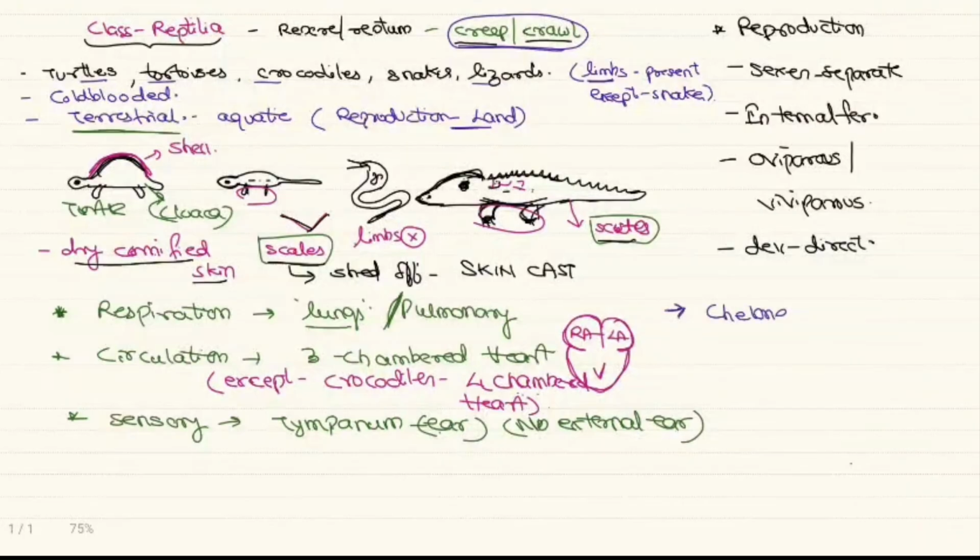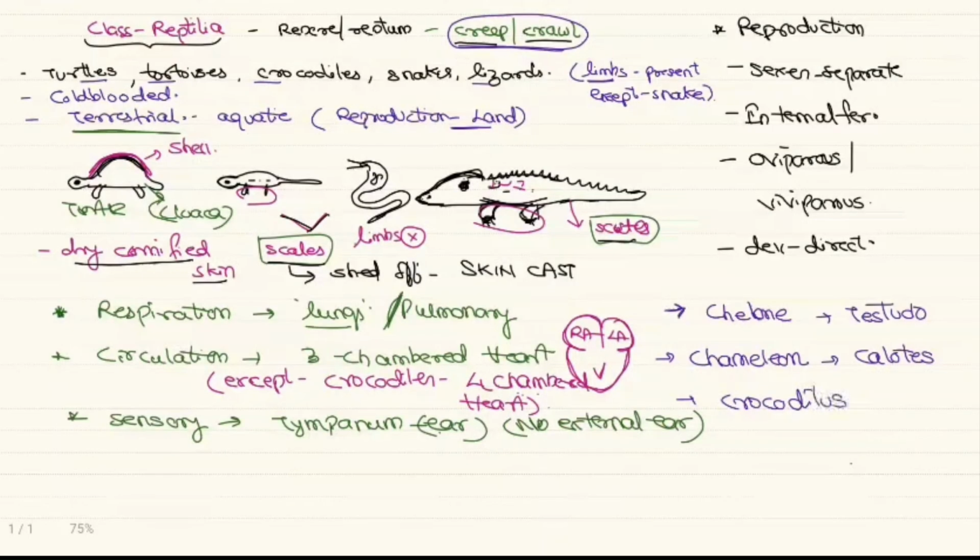So let's quickly see the examples. As in the diagrams, you can see the common animals. Chelone is a marine turtle. Testudo is the terrestrial form called the tortoise. Chameleon is the tree lizard. As you know, the chameleon has a capacity to camouflage, to change its color. Calotis is a garden lizard.